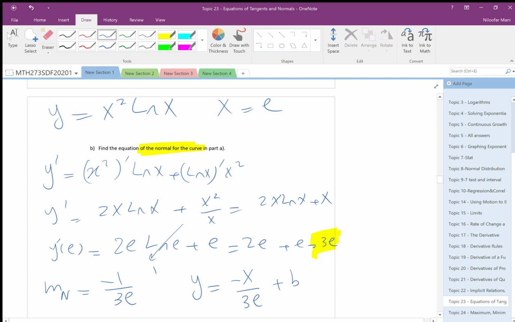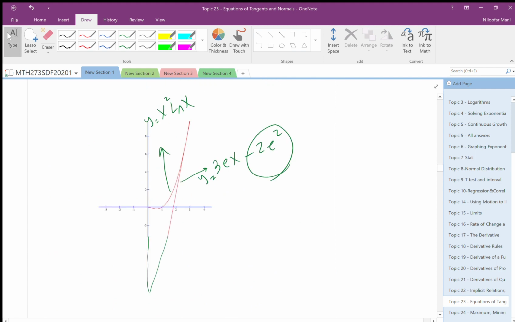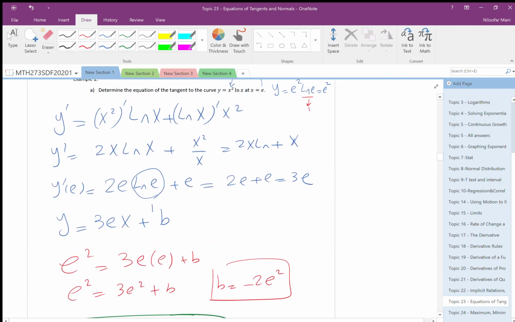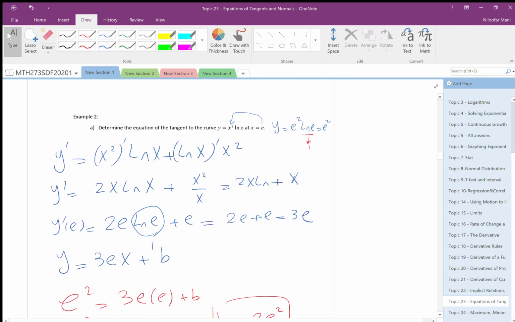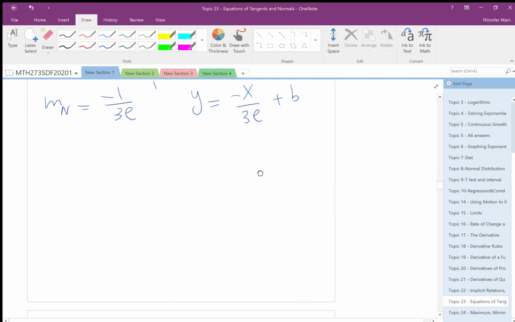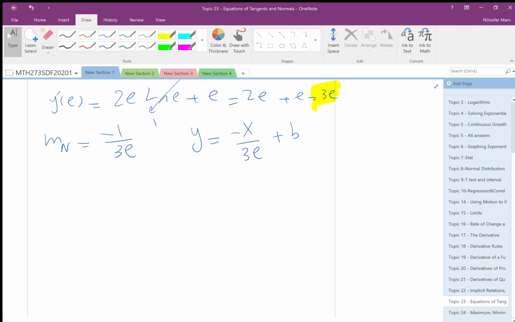And I have to find b. How do I find b? I have to use that point. The point I found there was, when I substitute x, I can see y is e squared. Okay, so I can substitute that here. So that's my point, e and e squared.